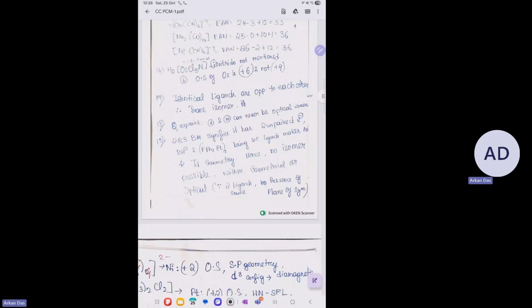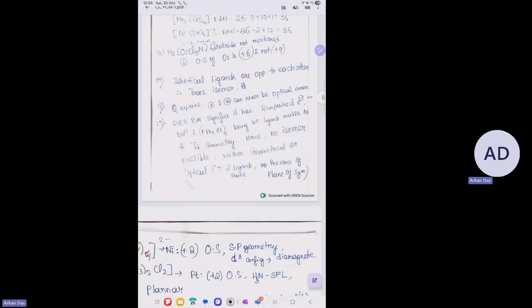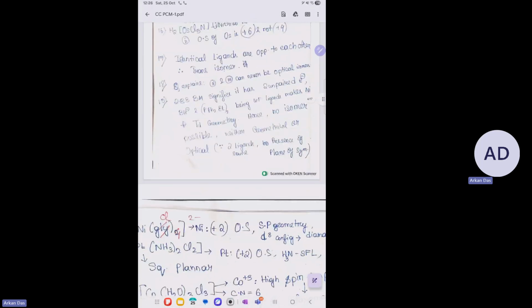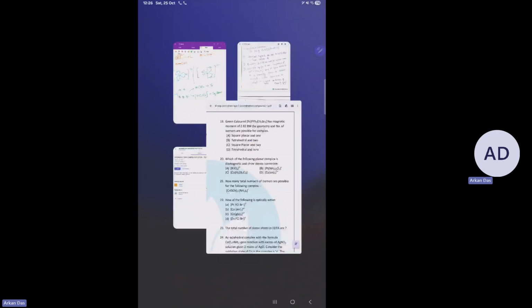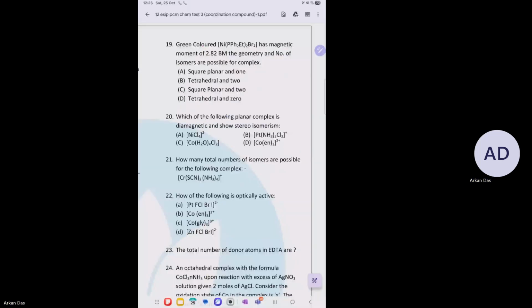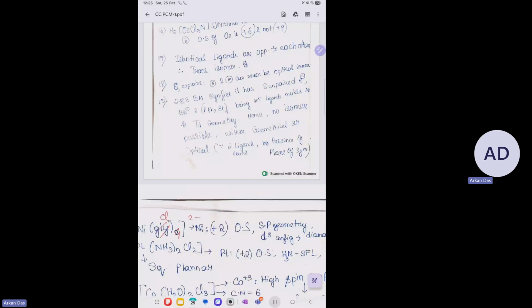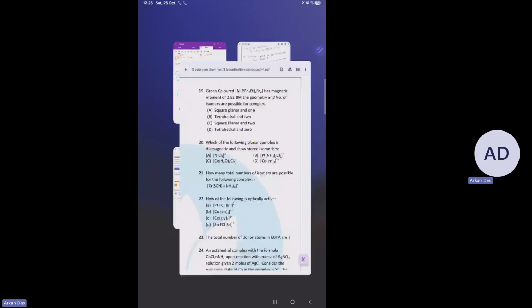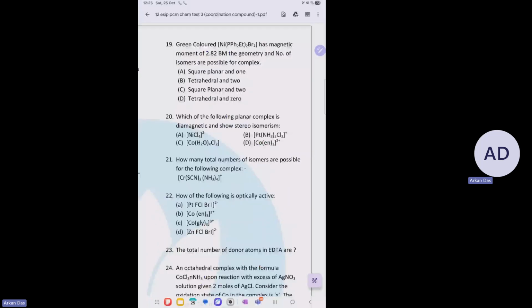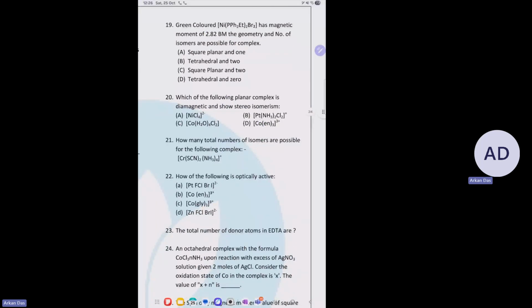Since two ligands are the same, there can be a plane of symmetry present. That's why the number of isomers possible for this complex, which is of tetrahedral geometry, is 0, so both are not possible. And the number of unpaired electrons is 2. So henceforth, we will be opting for option B, tetrahedral and 2. Tetrahedral and 0, sorry, option D is the correct answer.